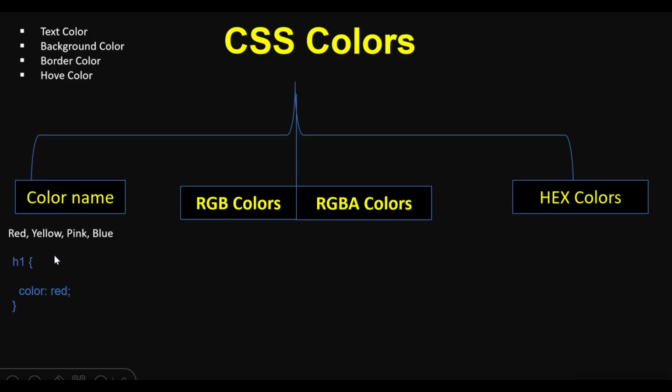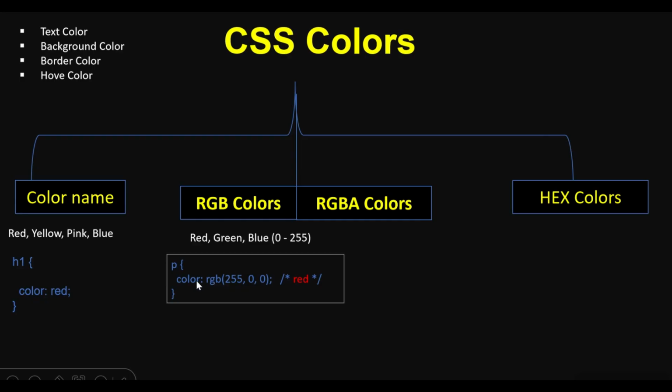For example, if we want to change the font color of h1, we just write color and then the color name, like red, yellow, pink. So this is the one way, in which we directly write the name of the color. The second one is RGB color. RGB stands for red, green, blue. In RGB, each color has a value from a minimum of 0 to a maximum of 255.